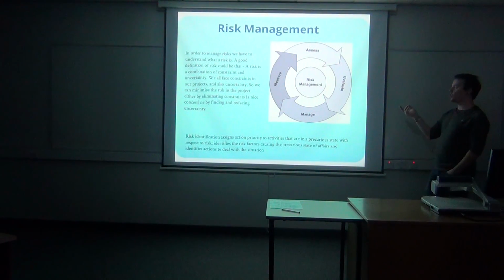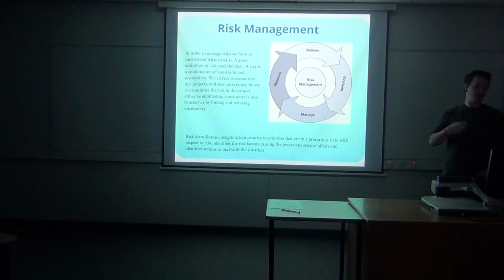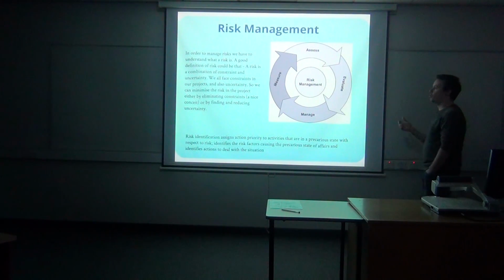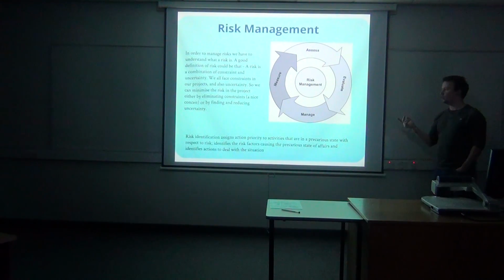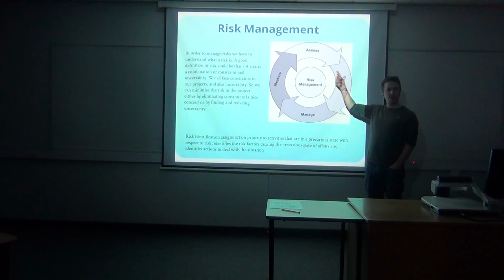So we've all got constraints on our projects. We all have uncertainties. And some would say that's our job. Our job as project managers is to manage uncertainty. So we can minimise the risk in the project by eliminating the constraints, probably impossible, or by finding and reducing uncertainty. The other thing that's interesting is risk management is an ongoing process. It's not a one-off. And again, I've worked on projects where we've said, like, week 3, we're going to do a risk management plan.